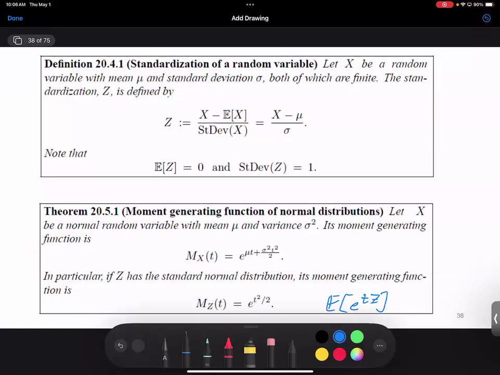Any questions so far? This is just setting the stage for my making an algebra mistake today. So please watch carefully. Almost surely there will be at least one algebra mistake, hopefully only one.